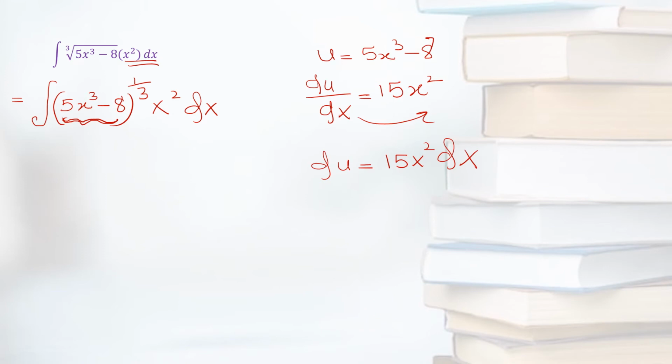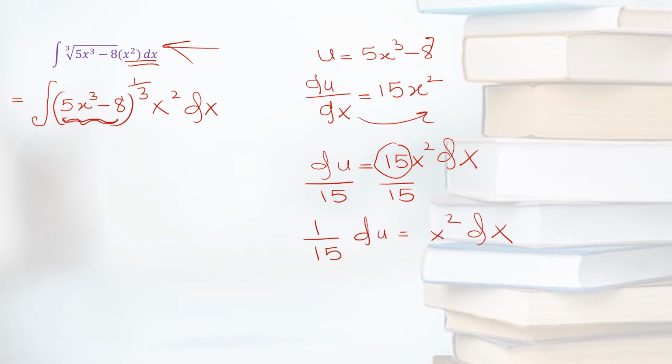Since you cannot have this 15 in your question, divide both sides by 15 or bring the 15 to the other side. You will get 1 over 15 du equals x squared dx. Now replace all the x values with u values. So 5x cube minus 8 is termed as u.